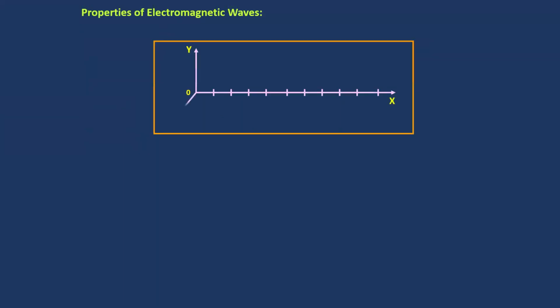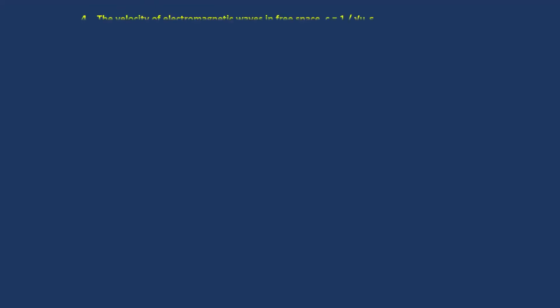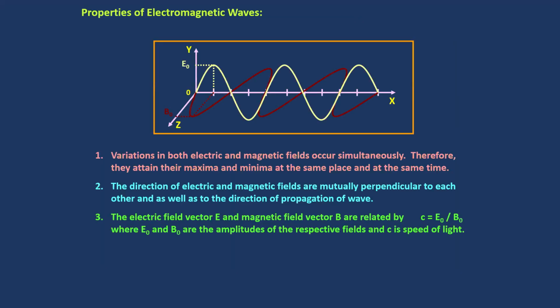So here we are going to study the properties of an electromagnetic wave. As I said already, the electromagnetic wave has both fields in it, electric and magnetic. So the first property is that variation in both electric and magnetic fields occurs simultaneously in an electromagnetic wave. So we can say they attain their maximum and minimum at the same place at the same time. And the directions of the electric and magnetic fields are mutually perpendicular to each other as well as to the direction of propagation of the wave.